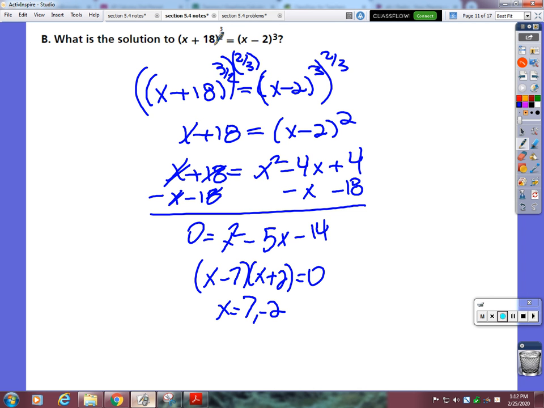What about if I plug negative 2 into here? 16. Square root of 16 is 4. 4 to the third is 64. Good. If I plug negative 2 into this one, though, negative 2 minus 2 is negative 4, and negative 4 to the third is negative 64. So this one doesn't work. So our only answer is x equals 7. Okay? Kind of seems like it. Yeah. All right.